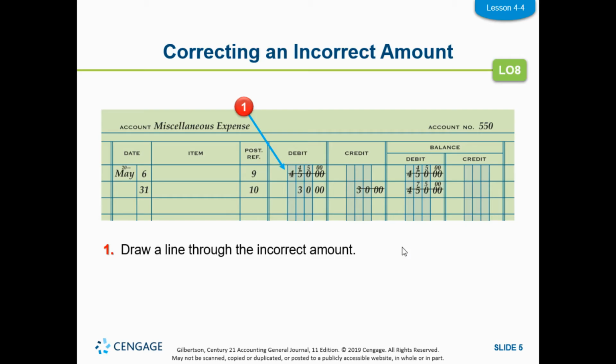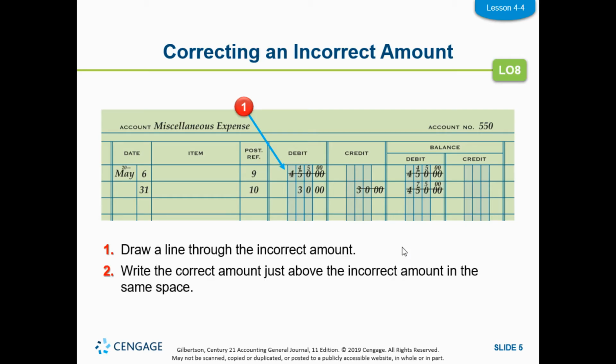Draw a line through the incorrect amount. Write the correct amount just above the incorrect amount in the same space. Now you're doing this with pen. Again, a computerized system would be different.